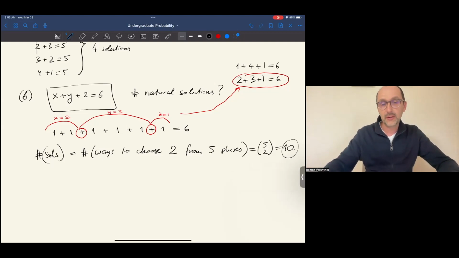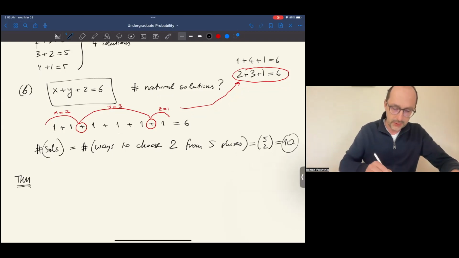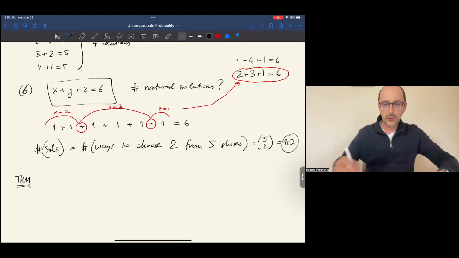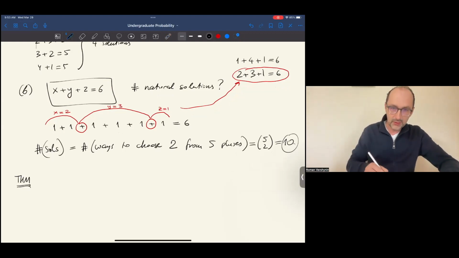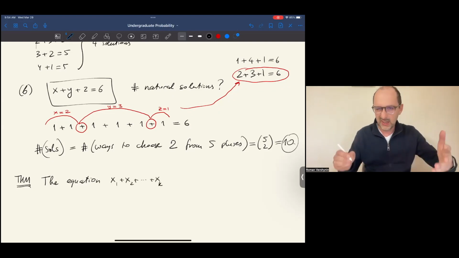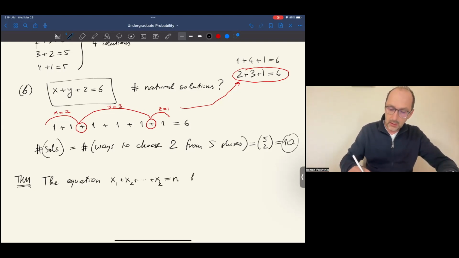Of course, you can now solve any problem like this, regardless of whether we have 6 here and how many parts we want. We basically proved the following theorem: any equation of this form, x1 plus x2 plus up to xk, so it has k variables, equals n, has how many solutions?